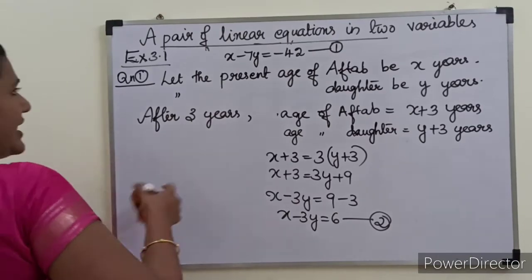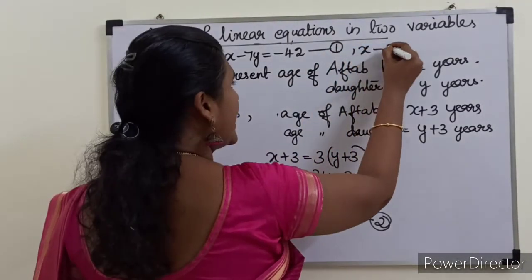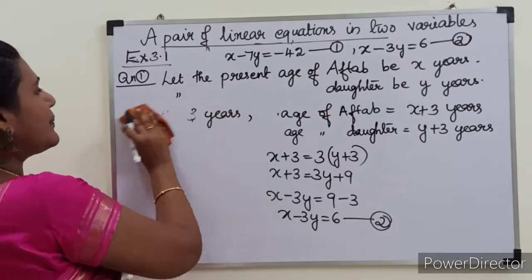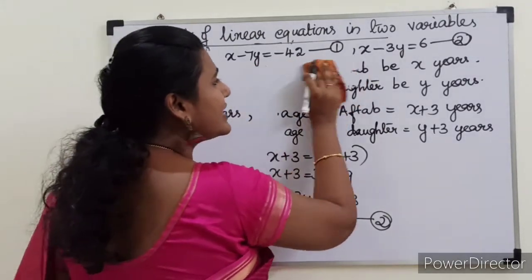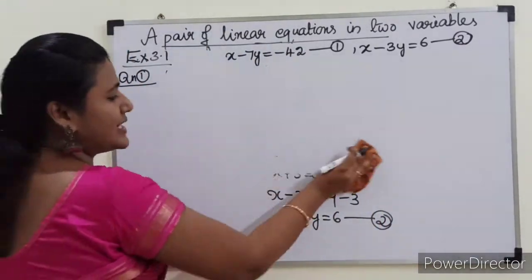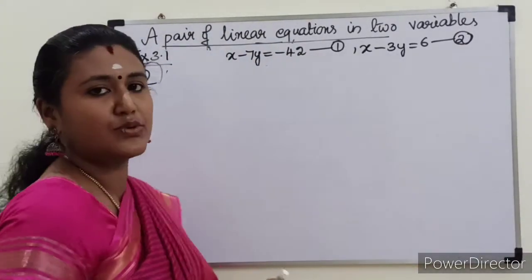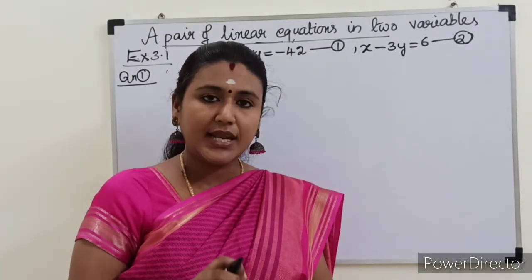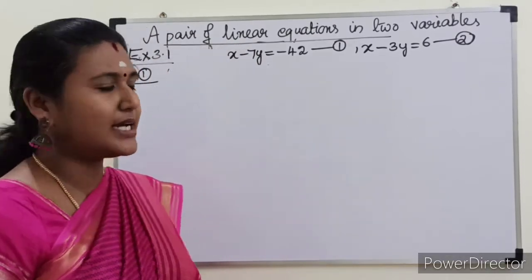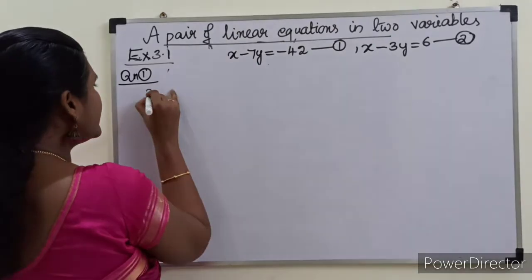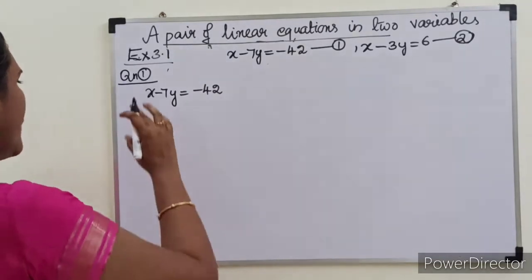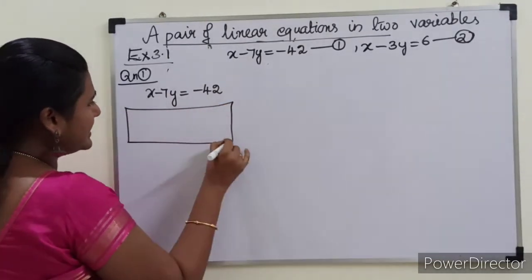So both the equations we have. So we have represented the situation algebraically. Now we are going to represent this situation graphically. That is, we have to draw the graph of these two equations now. As we did in the previous example sum, we will find at least 2 solutions of each equation, plot the points, then draw the graph. So first we will consider the first equation, x minus 7y is equal to minus 42.